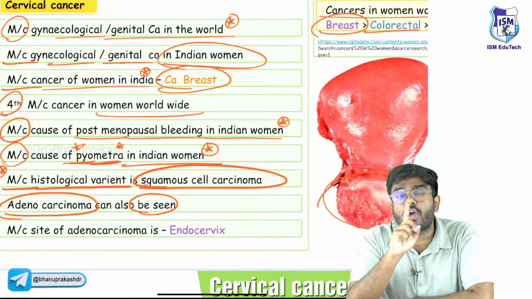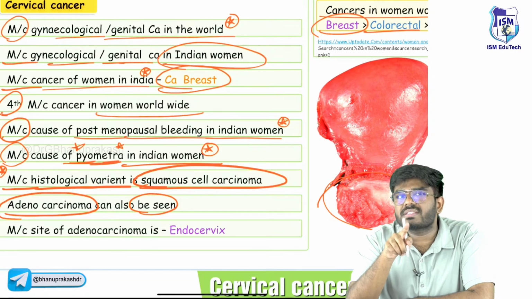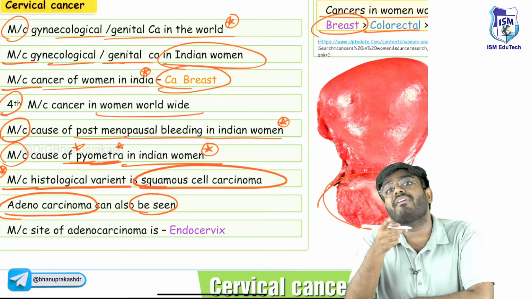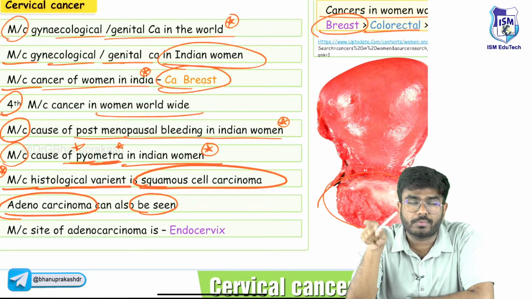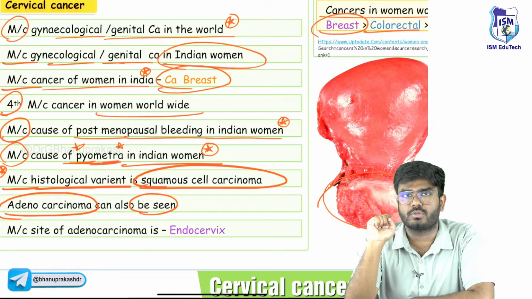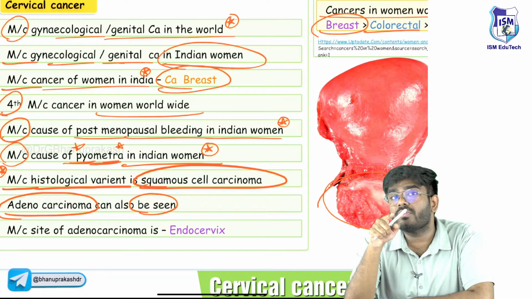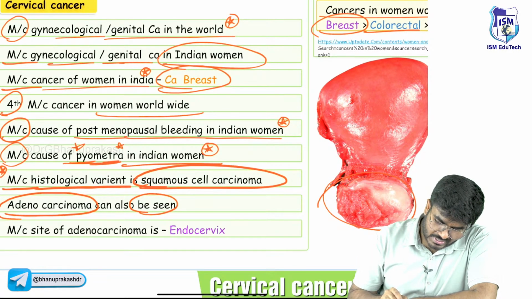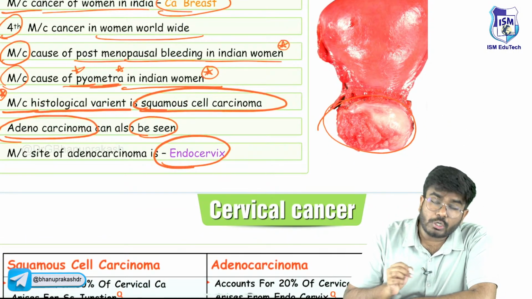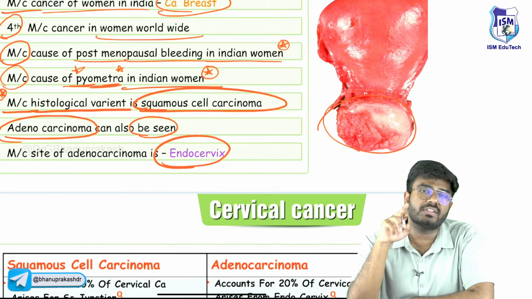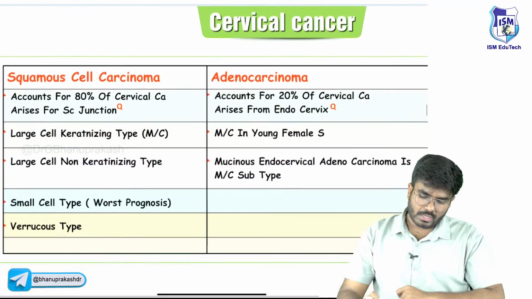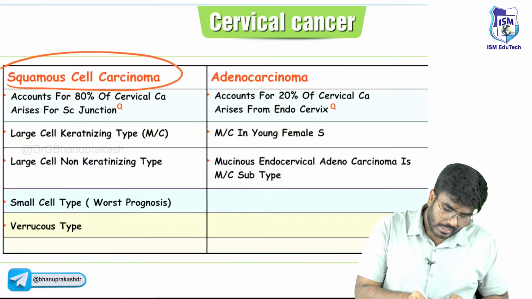Listen, what is the most common site of cervical cancer? The most common site of squamous cell carcinoma is the transition zone, or the transformation zone. But what is the most common site of adenocarcinoma? It is the endocervix, which is lined by columnar cells. Okay, this is what I have already discussed.